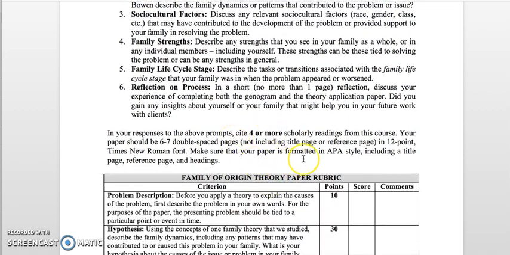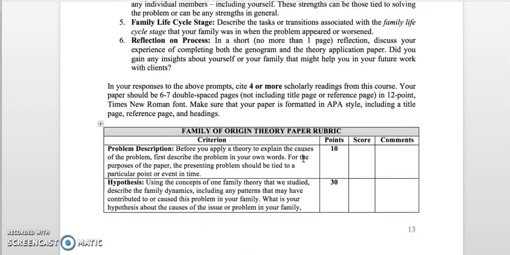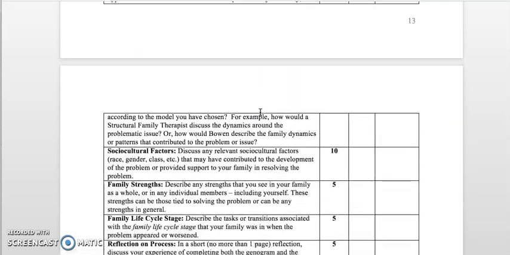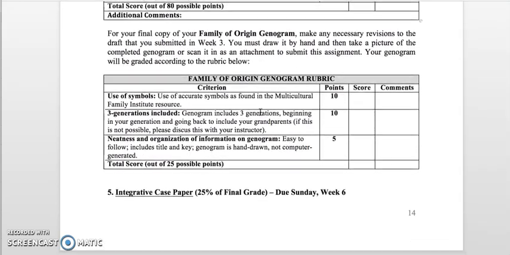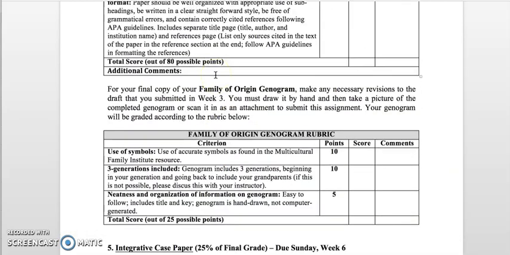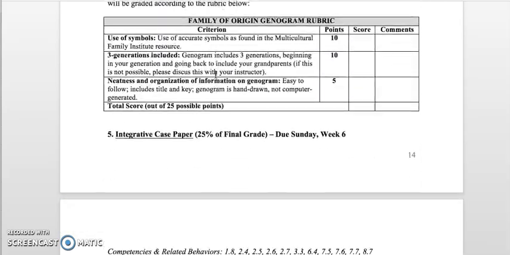You need at least 4 or more scholarly references. It should really only be about 6 to 7 double-spaced pages, all right? So relatively succinct. And here is the rubric, both for the family of origin genogram as well as for the paper.